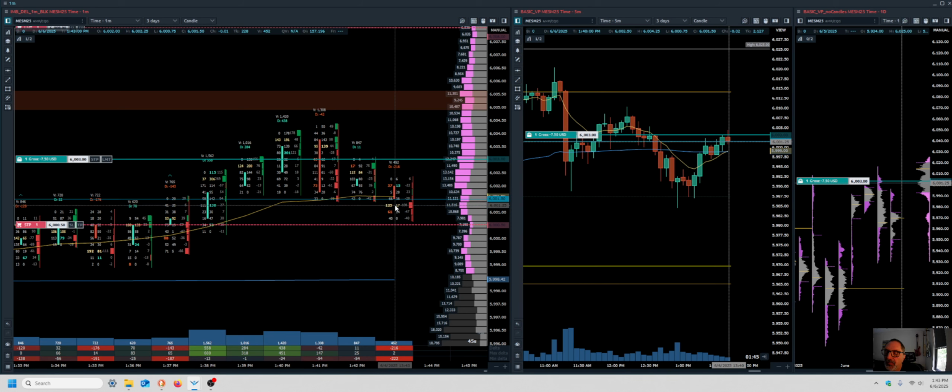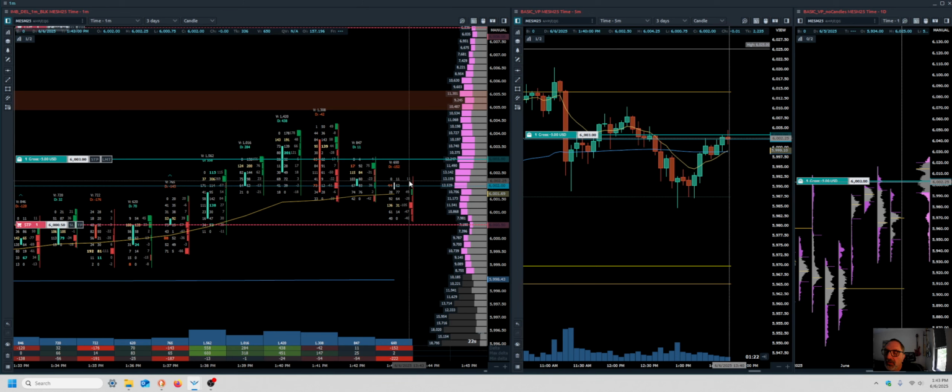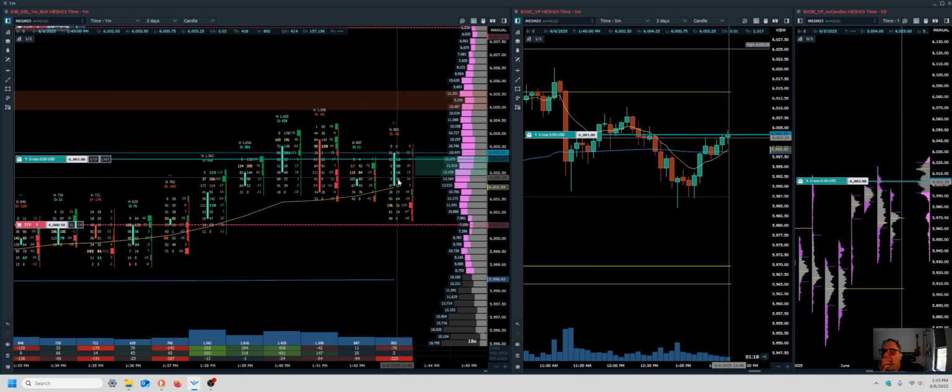Significant selling over here, but we got a buyer that's holding it up. We identify where the buyer is. Is the buyer right here? Yeah, they were building this area up the whole day. So this actually looks good to go green. Go 12, 16. That was good. That looked good. Okay.